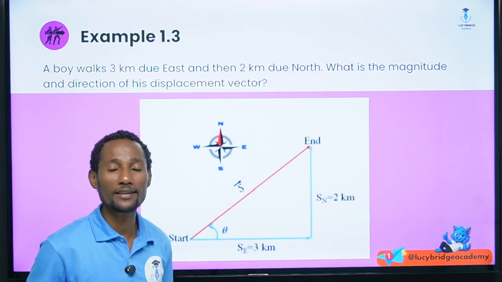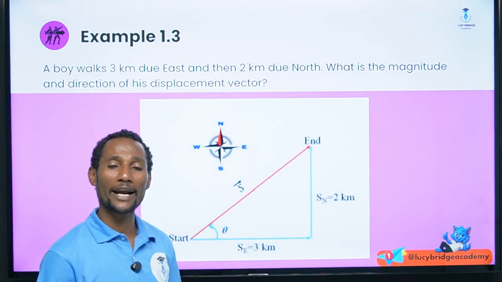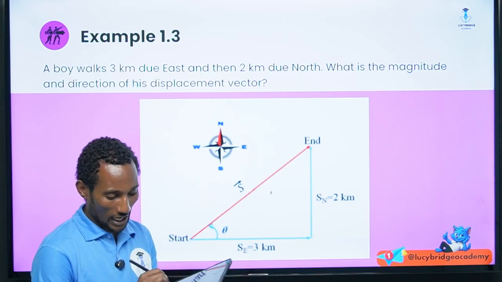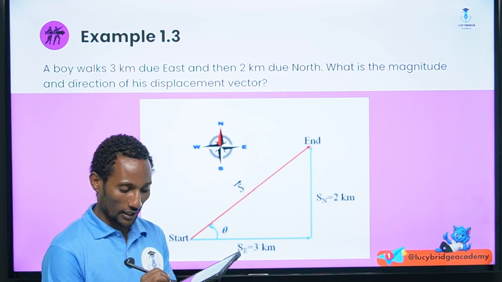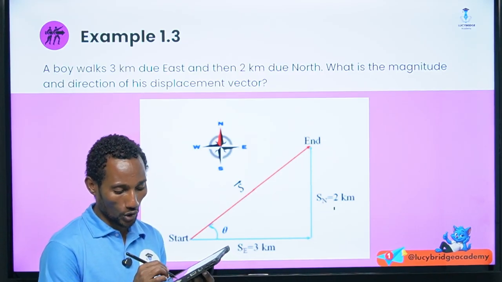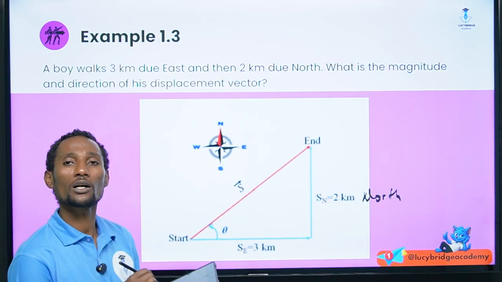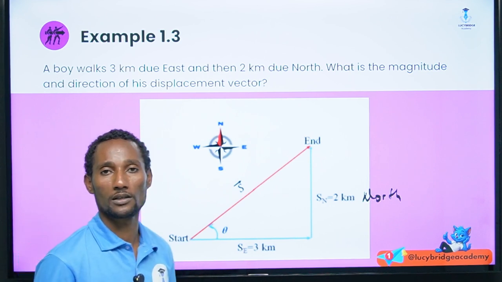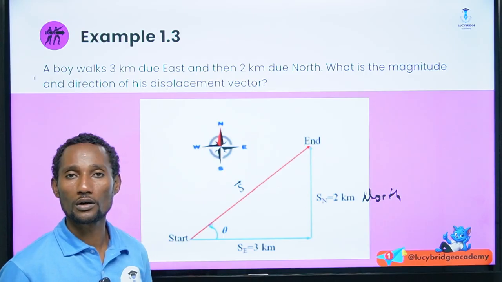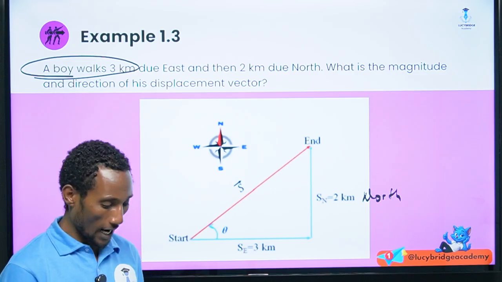So let's see another example, where we have to determine the magnitude and direction of the resultant vector. For example, a displacement of 3 kilometers to the east and 2 kilometers to the north. The resultant displacement S, after the boy moves 3 kilometers due east and 2 kilometers due north, is given as follows.